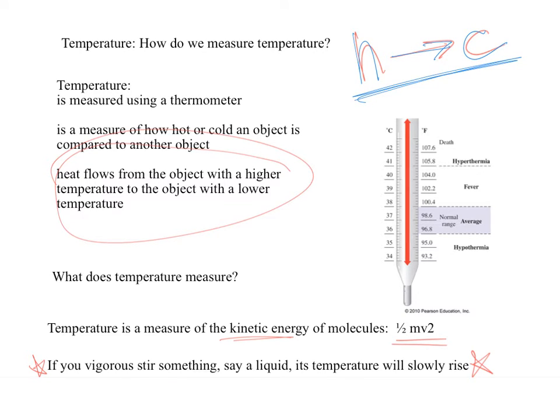So for instance, if you put an ice cube in your hand, you know what's going to happen, right? The ice cube's going to melt. Heat is being transferred or moving from your warm hand to the cold ice cube. What does temperature actually measure? Well, it measures the kinetic energy of molecules, and it's equal to the equation 1/2 mv squared. That's mass times velocity squared.